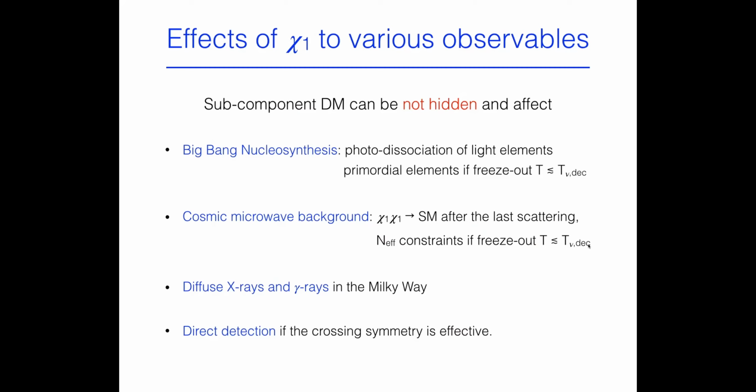And subdominant dark matter pair annihilation into the standard model sector can also be constrained from diffuse X-ray or gamma-ray observations in the Milky Way. And if we allow the crossing symmetry between the annihilation and the conventional t-channel diagram in the direct detection experiments, then we can also use the direct detection experiments to constrain the parameter region of subdominant dark matter.